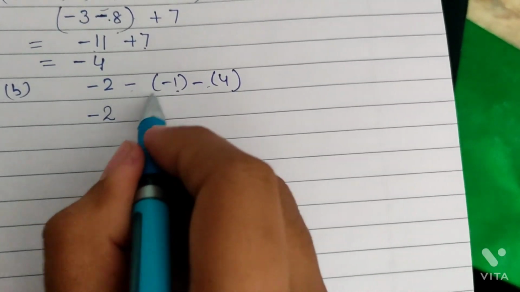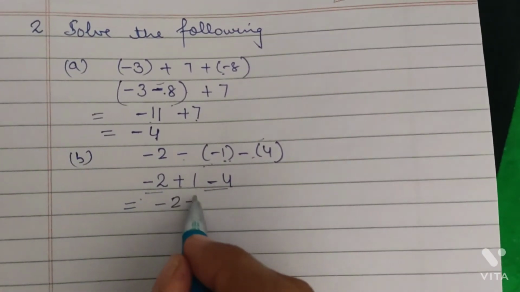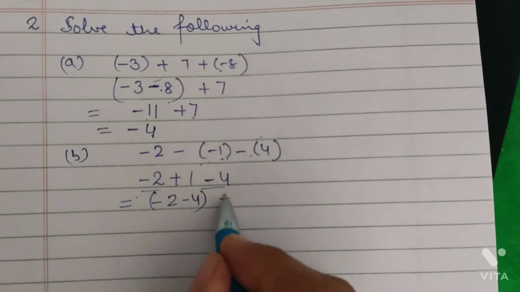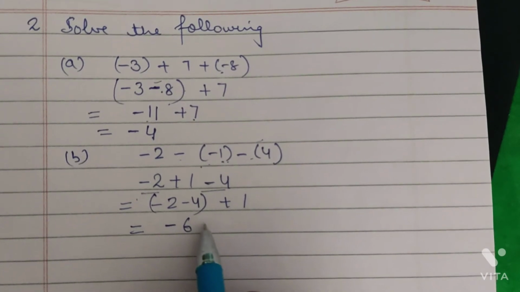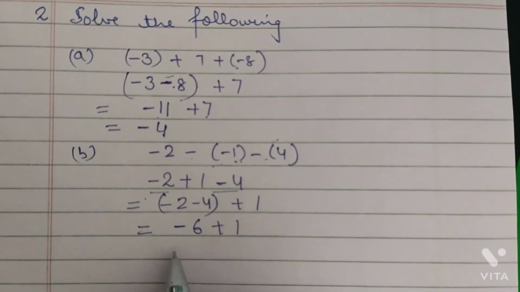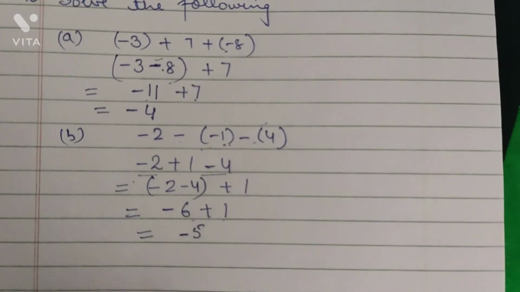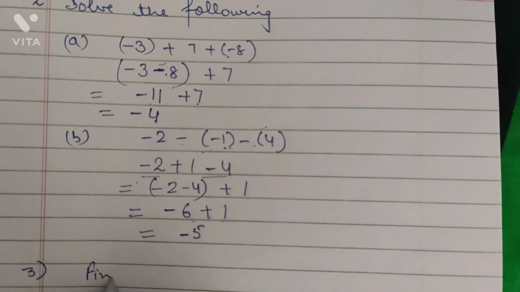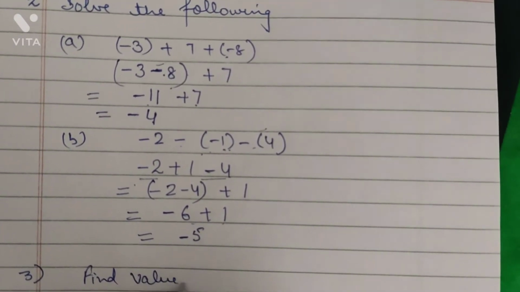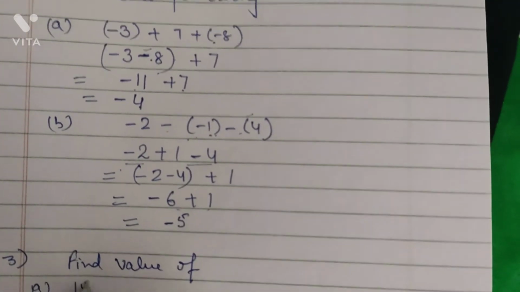In this, first of all we will solve the brackets. Minus will be multiplied with minus, it will give plus 1 and minus 4. Then we will collect the integers of same sign. 2 and 4 of same sign, means we will get minus 6. We will add 2 plus 1. The result will be 5, as minus 6 and 1 are of opposite sign and sign will be of the greater number 6, means minus 5 is the answer.